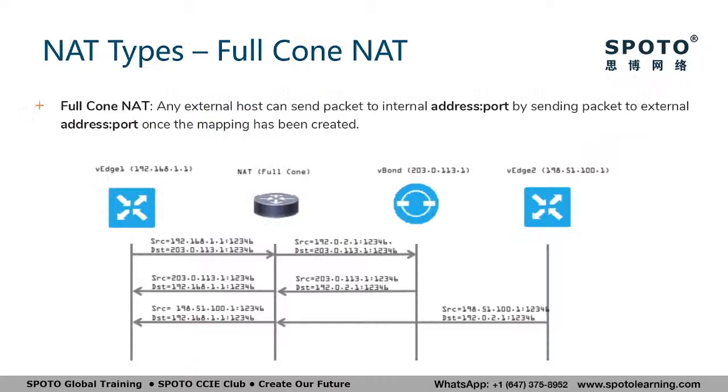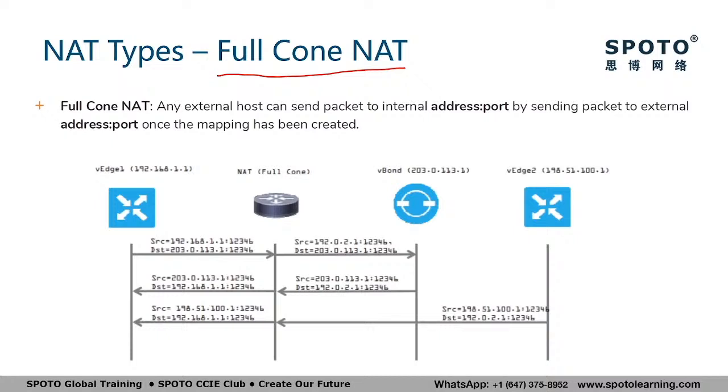For the NAT types, there are four of them. The first one is full cone NAT. An external host can send a packet to an internal address and port by sending the packet to the external address and port once the mapping has been created.